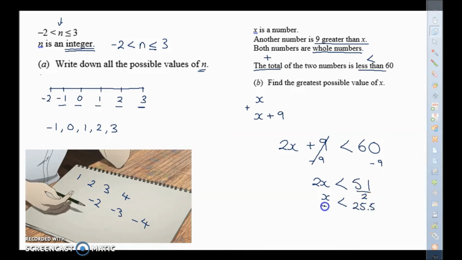So it says here, x has got to be less than 25.5. What is the greatest possible value of x? Well, x has got to be less than 25.5. It's also got to be a whole number. So the biggest number that's less than 25.5 is 25. That's the biggest whole number below 25.5.